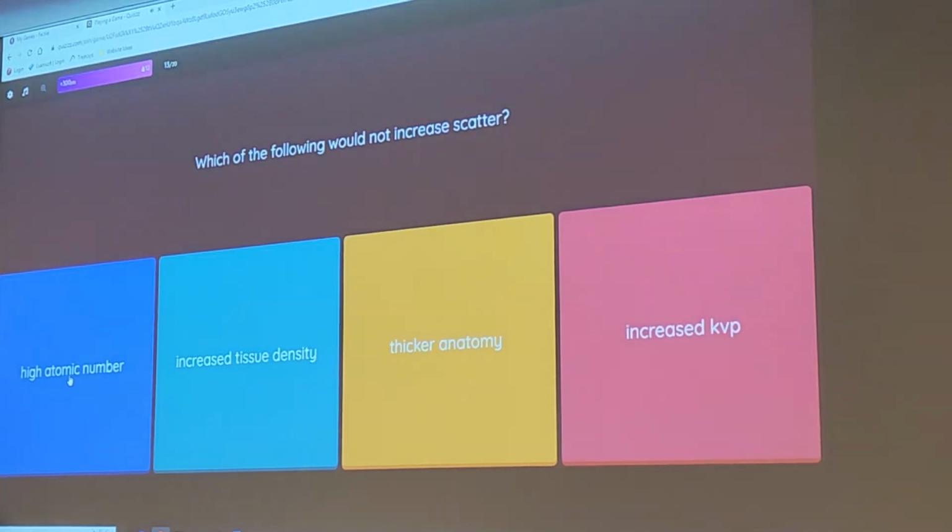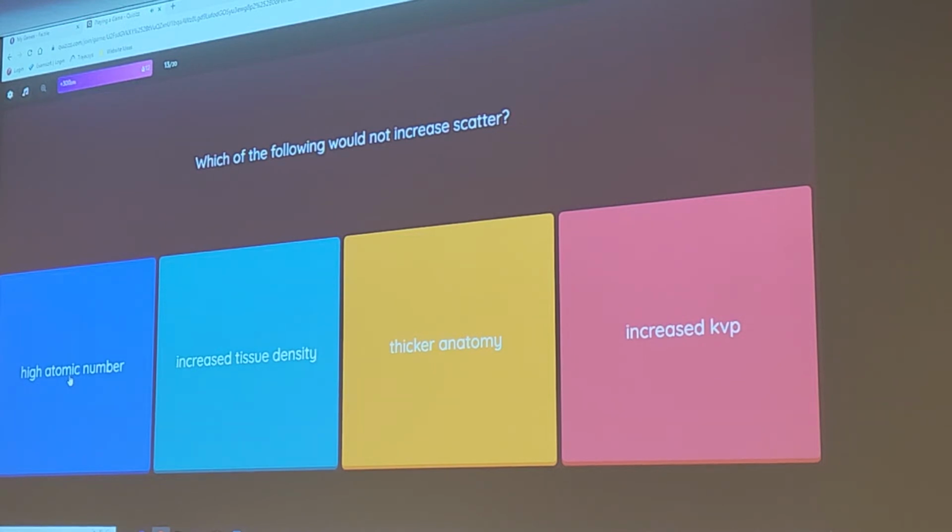I thought atomic number and the part thickness go together. They do not. These are all separate things: atomic number, thickness, and density. All three are individual variables. Atomic number can increase without thickness or density increasing. Thickness can increase without atomic number or density increasing. Density can increase without atomic number or thickness increasing. All three are independent of each other.